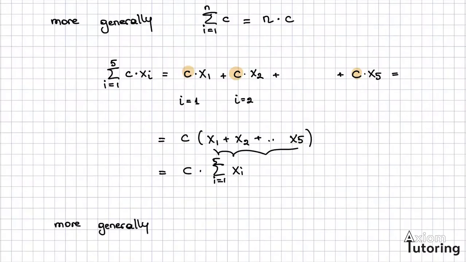it means that whenever I have the sum for i from 1 to n of C times xi, that is simply C times the sum of your xi for i from 1 to n. Okay?